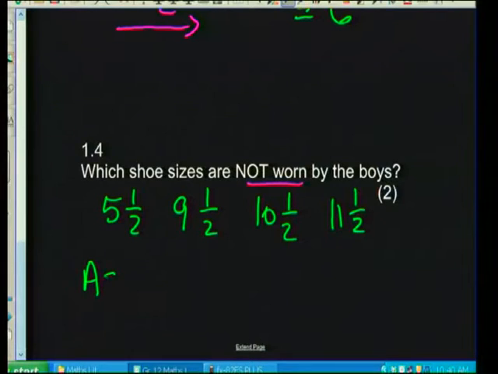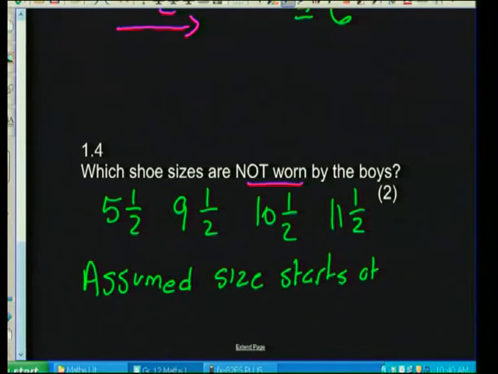And in actual fact, you could say, well, if shoe sizes start at 5, let us actually say that we've assumed that our size starts at 5. Because then it tells your examiner that you know what you're doing, that you actually realize that there are shoe sizes less than 5, but probably not for boys. Let's move on to our next part of the question.